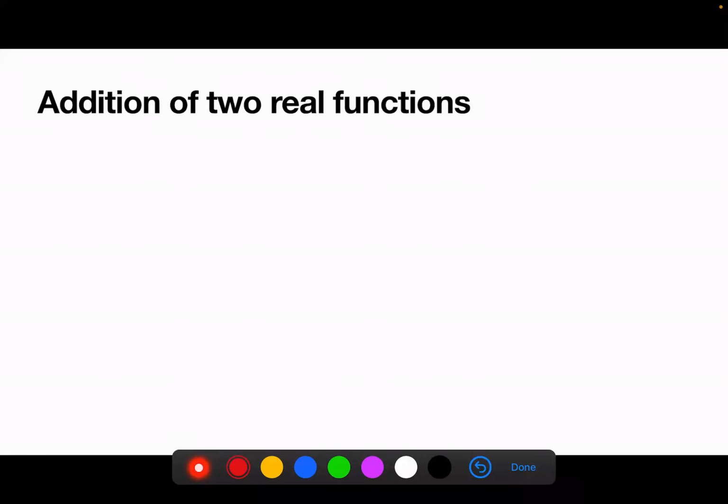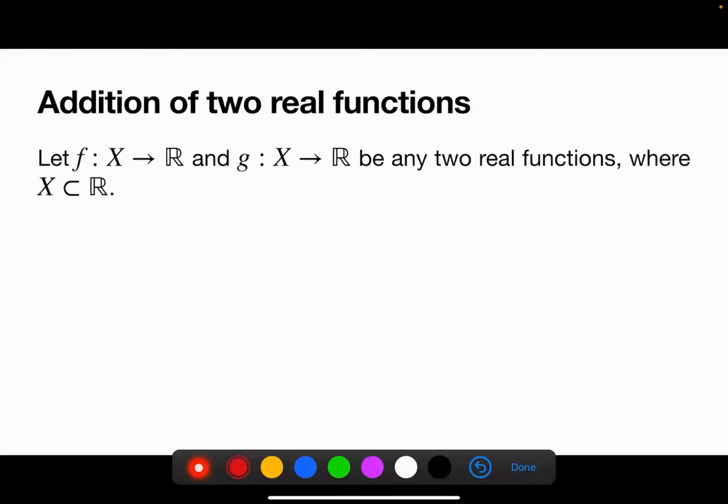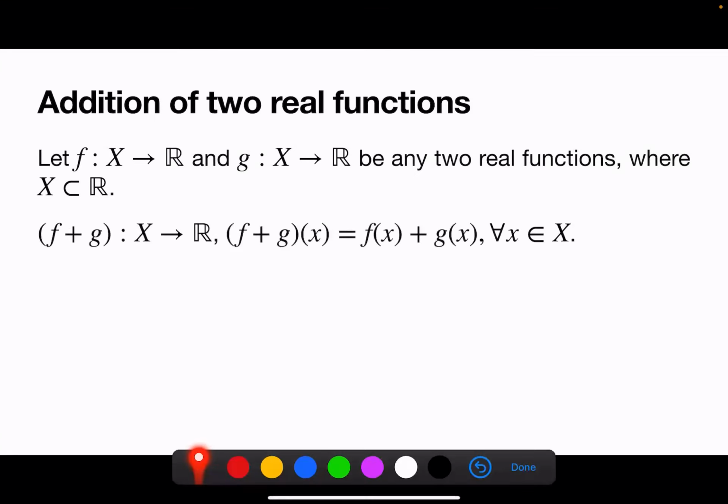Addition of two real functions. Just as we add real numbers, we can add real functions. You have a function f and another function g. These two are real functions, and the set X is a subset of real numbers. If you add functions, f plus g, you can just do whatever you are doing for both the functions and then add. I think we will see this in examples; it should be easy to understand.